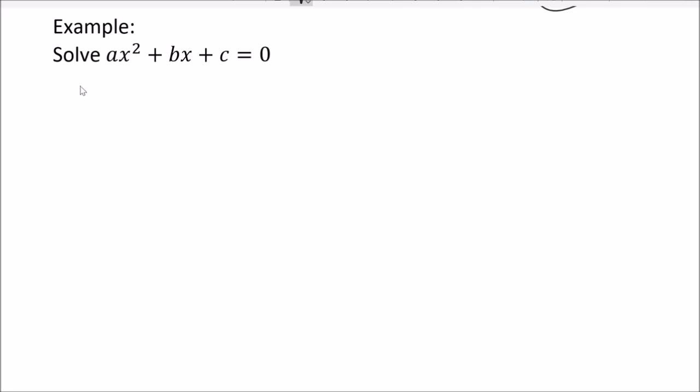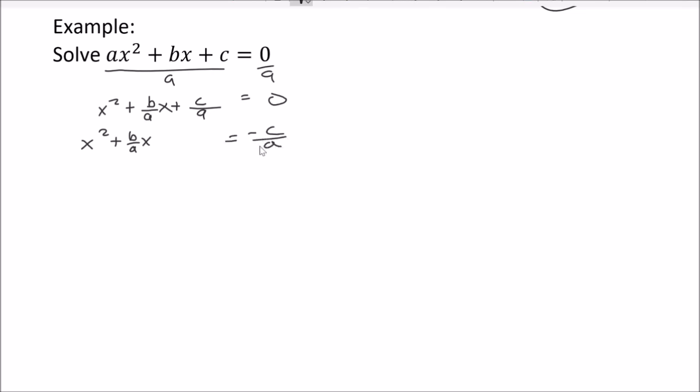So here we go. We're just going to follow the process. First, we're going to divide by the leading coefficient. So on the right side, we get 0. But over here, we get x squared plus b over a x plus c over a. Oh, and I forgot the x right here. So then we're going to isolate the constant term. So x squared plus b over a x equals negative c over a.